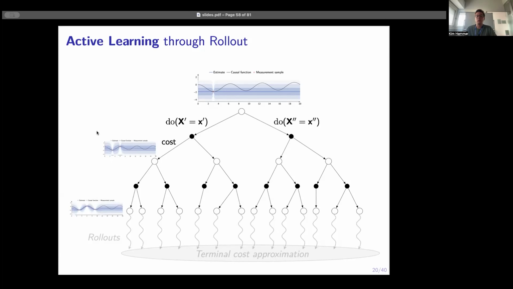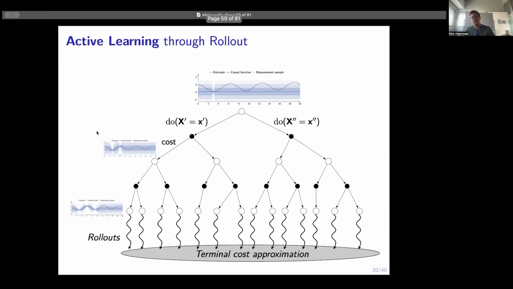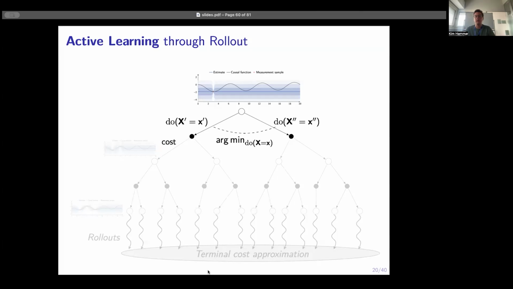Then we do a so-called rollout simulation, which is a very simple idea where we simply simulate the active learning process forward in time following a simple intervention policy, like a greedy policy or a heuristic policy. After we have simulated some time steps into the future, we evaluate where we ended up in terms of the estimation loss and the operational cost. Then we backpropagate all of that information up the tree and simply select the intervention that, according to the look ahead and the rollout, leads to the best outcome.